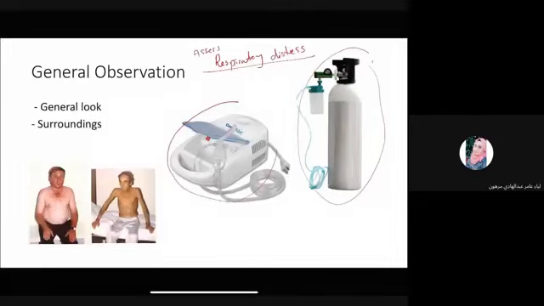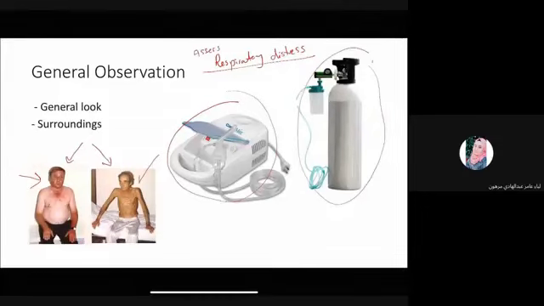As you can see in these two pictures, these are two different entities. Someone who is a bit overweight, this one overweight, while this one is cachectic. So this patient is having loss of weight. This is the general look of the patient in respiratory examination.